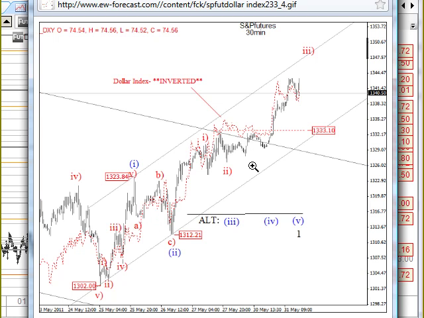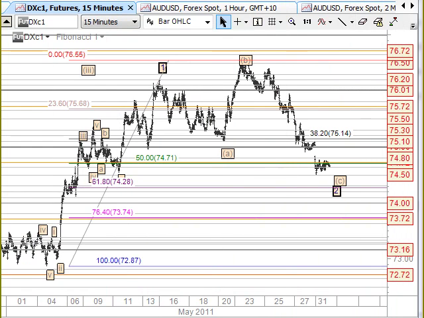So you can see that the inverse, they're very closely related, and the point being here, just coming back to this, is that a move under the 61.8 retracement level here would help the S&P. It would be a trigger for the S&P and the US markets to move much higher. So yet it's another trigger that we could use, and we'll be aware of that there.